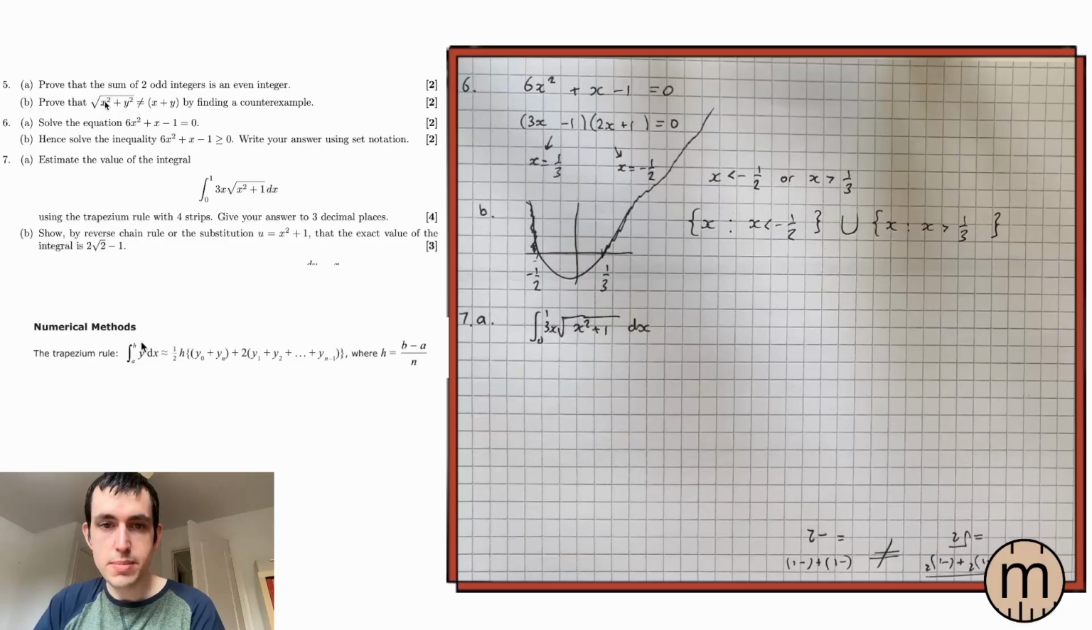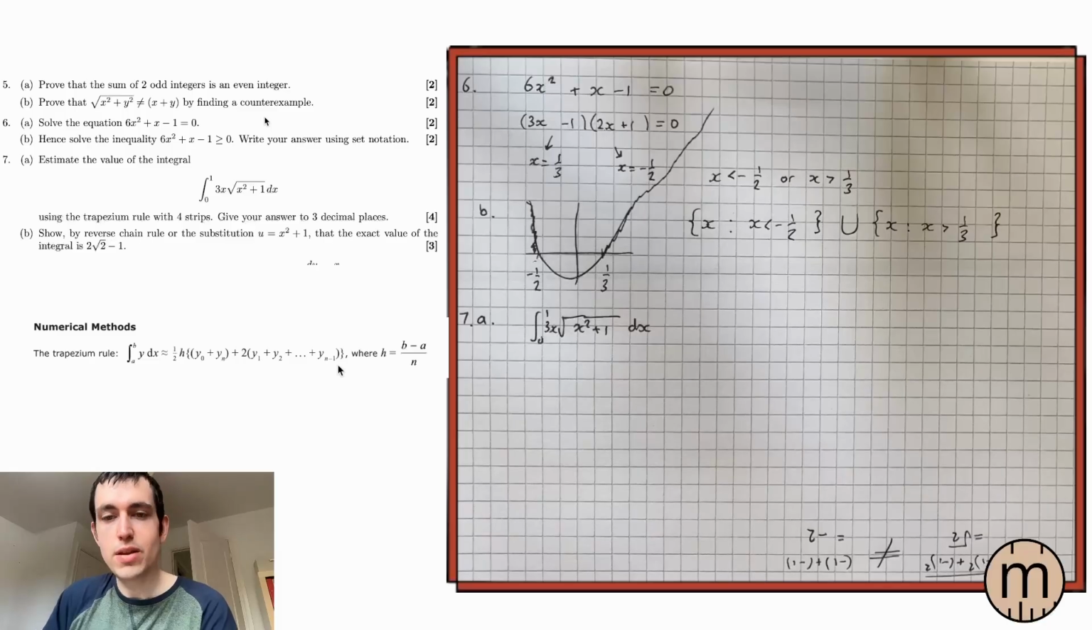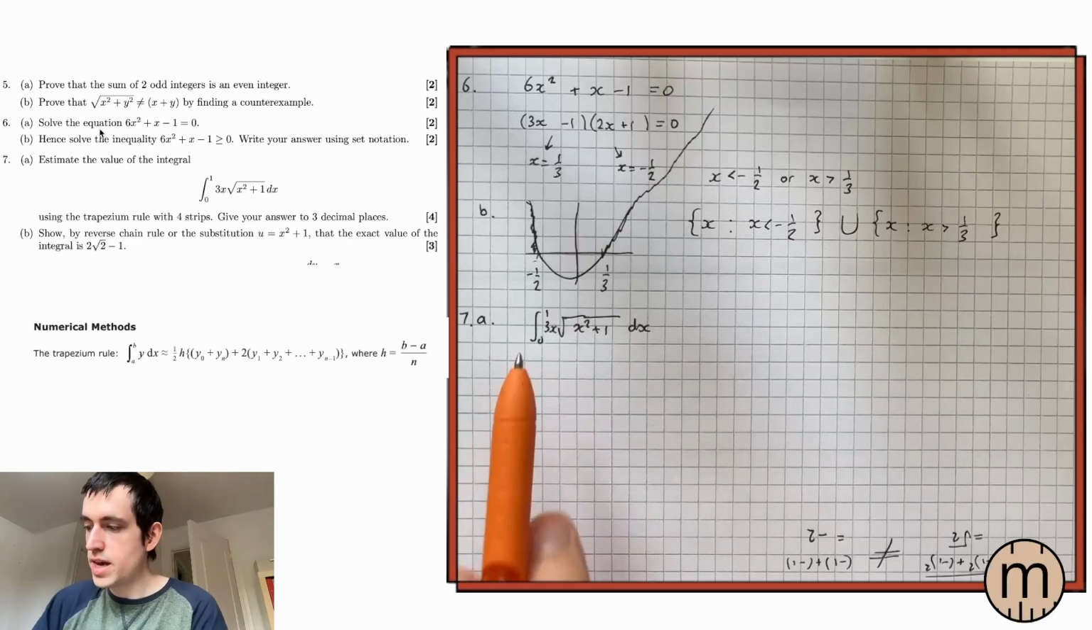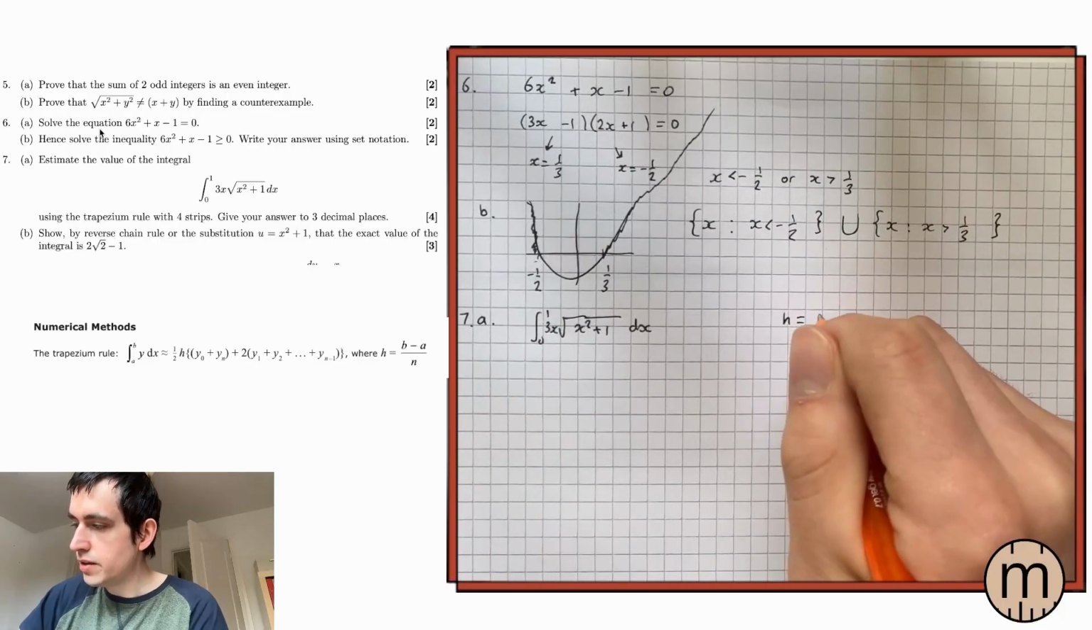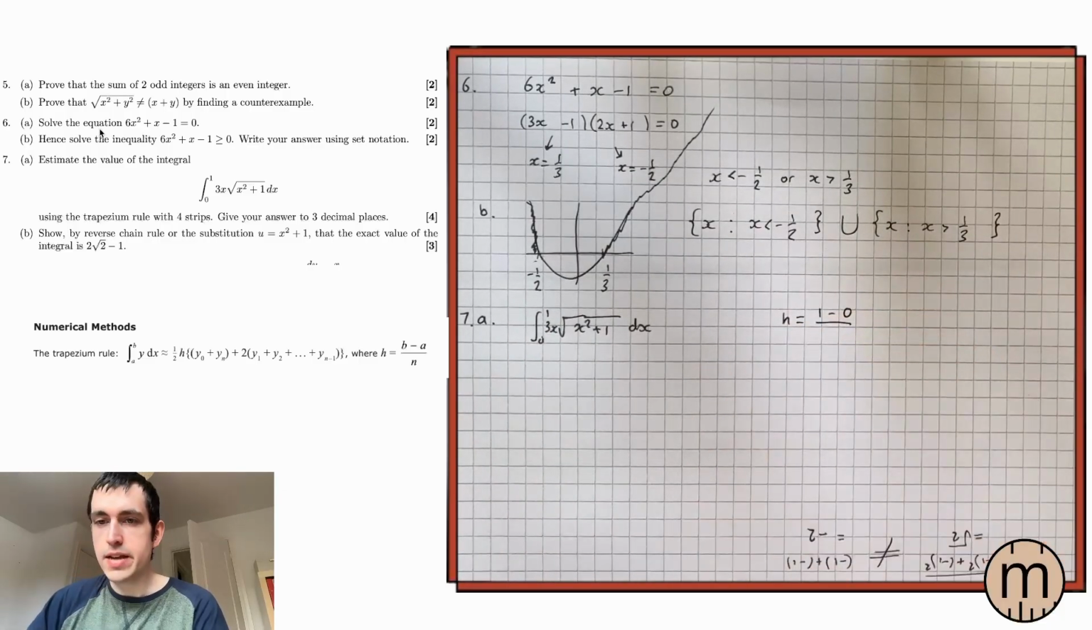Integral from a to b of y dx is equal to this whole thing. So obviously the formula doesn't really explain what things are. So not only do you have to know to use the formula, you have to know what things mean in the formula. It tells us that h is equal to b minus a over n. B and a might be easy enough to work out, because they are the limits of integration. So here a is 0 and b is 1. So if we want h, this will be 1 minus 0 divided by n.